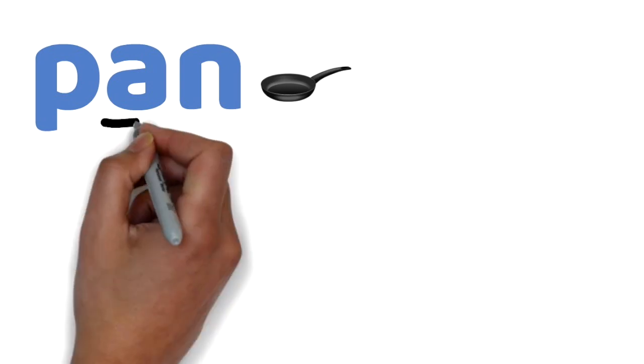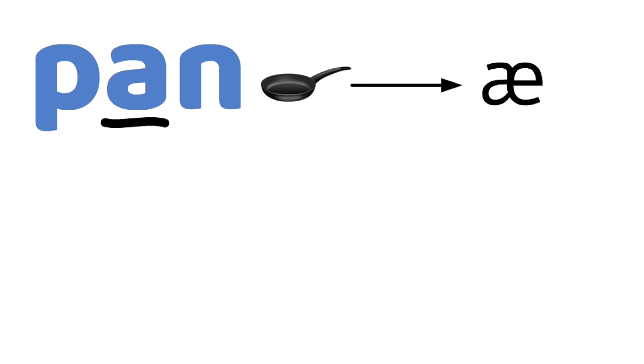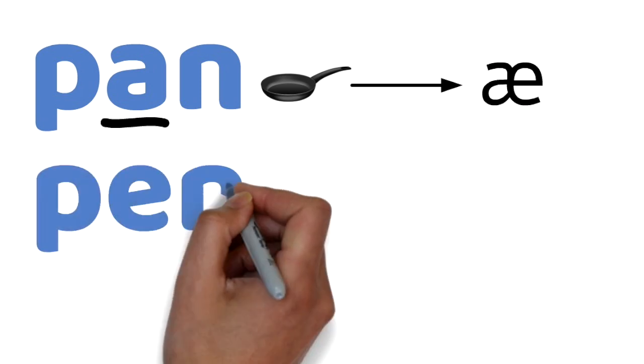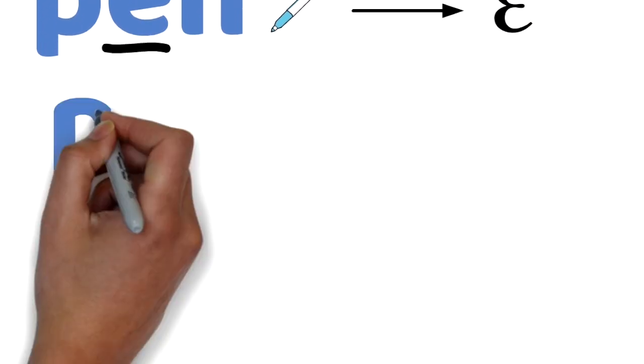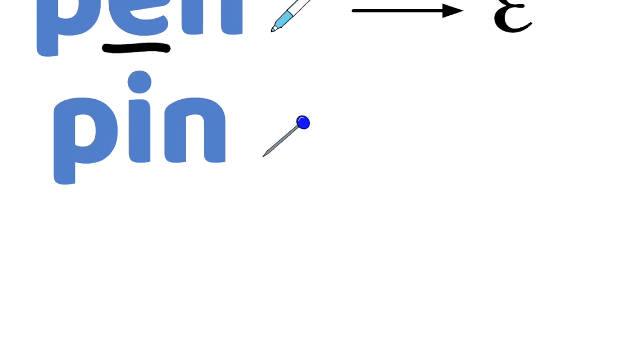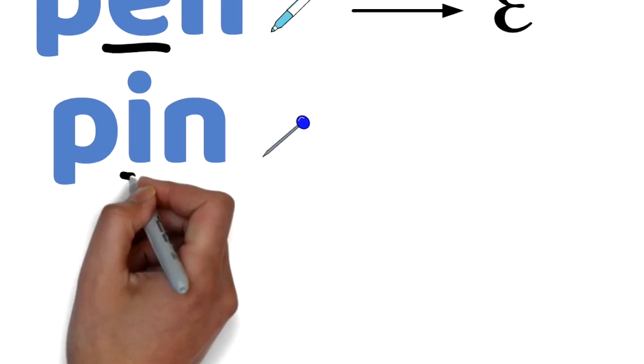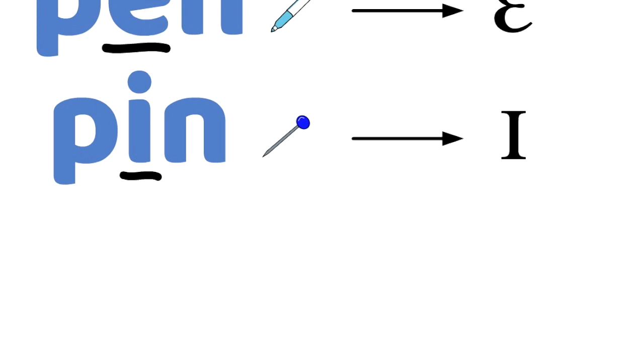Look at this word in English. How do you pronounce it? Pan, with the vowel sound eh. How about this word? How do you pronounce it? Pen, with the vowel sound eh. How is this word pronounced? Pin, with the vowel sound I. What about this? Pawn, with the vowel sound ah.